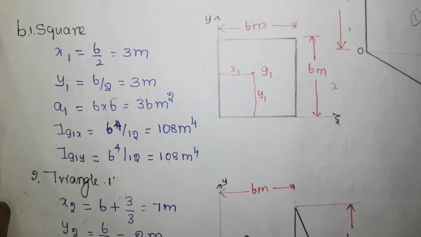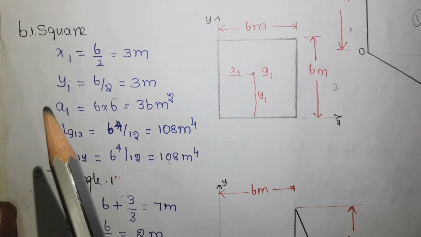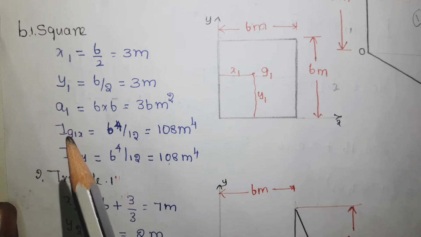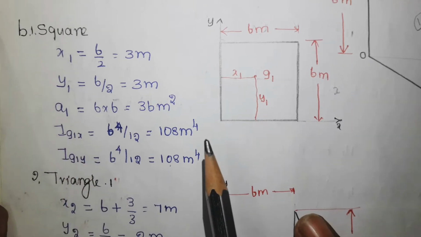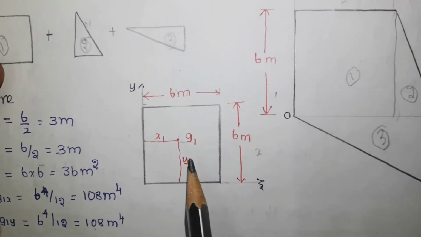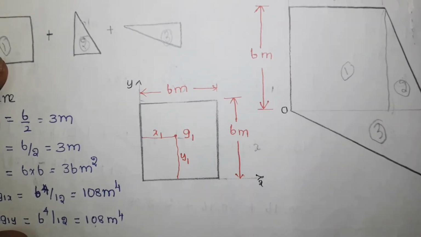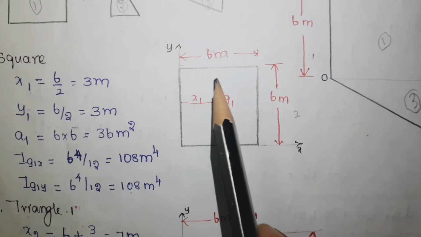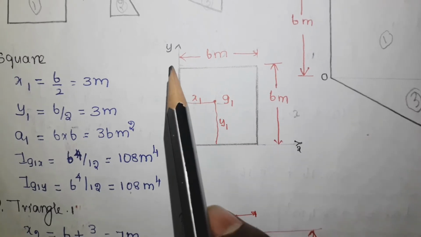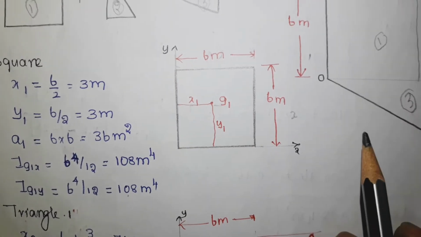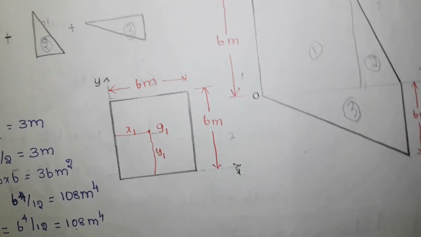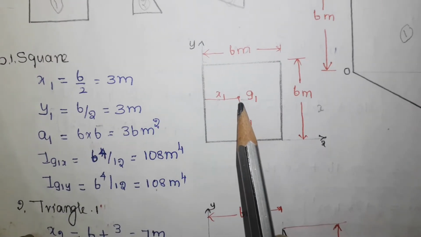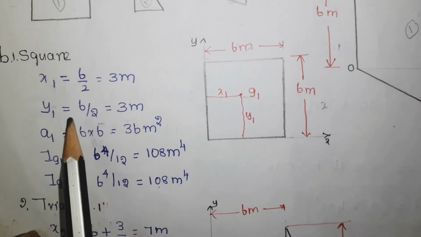Now let us go to the second step. In the second step we are going to find the values for all these 5 variables, x1, y1, a1, ig1x and ig1y. First take the square and draw a diagram for it separately. So here is the square. As we discussed, the dimensions are 6 meter and 6 meter. Now when you draw this axis, you have to draw how it is positioned in the original composite section. That is a very important thing. Then g1, this is the center for this square. Now let us go to the 5 variables.